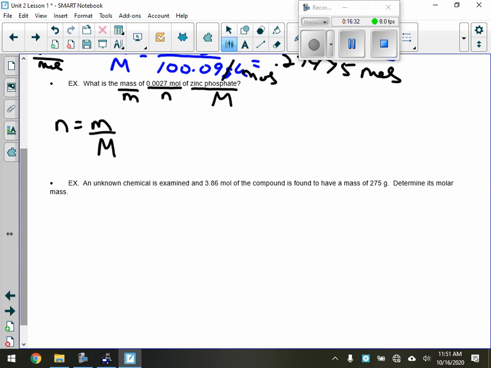So if I take this formula, how am I going to rearrange it to solve for little m, or the mass? You could multiply both sides by big M. So that'll get rid of that, and mass is equal to n times big M. If you've heard of this term before, you can cross multiply. Same thing. That'll come in handy later on down the road.